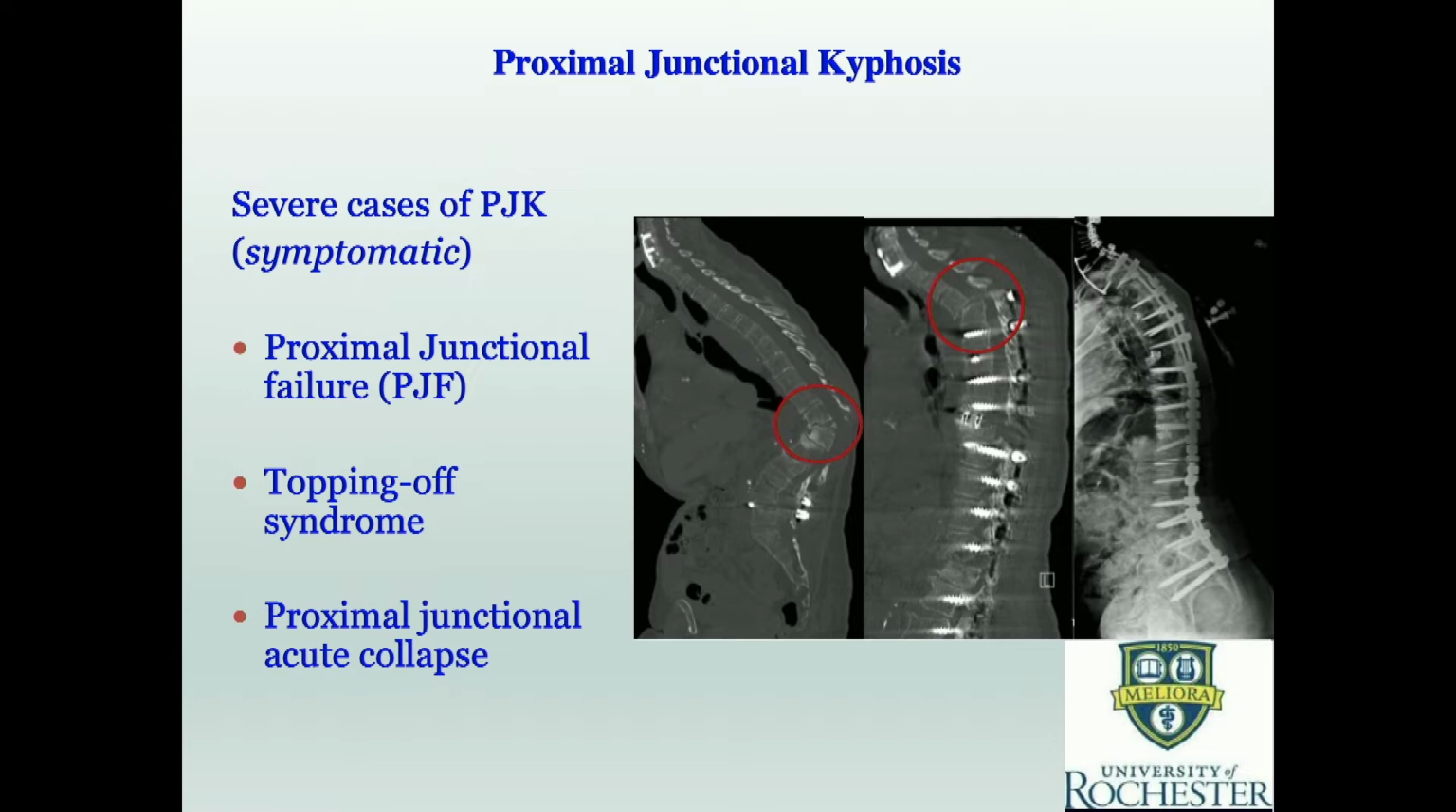So the question is, why do we care about it? One thing research should maybe be directed towards is patients with the more severe forms of proximal junctional kyphosis. Then we talk about proximal junctional failure, which refers to a symptomatic presentation.